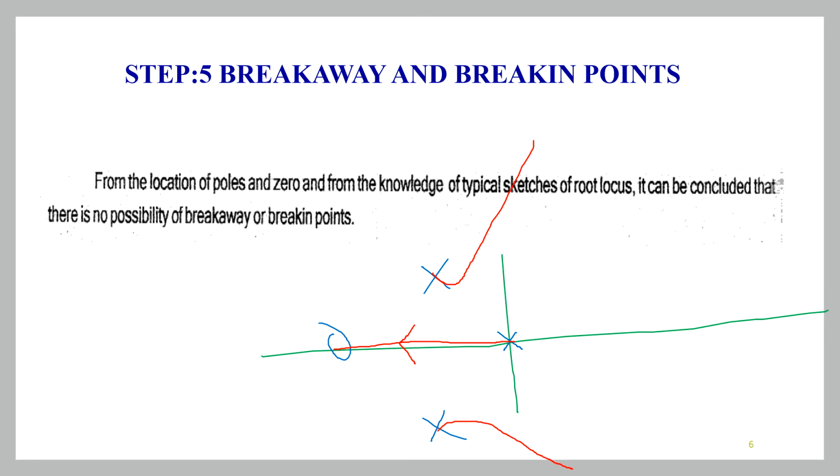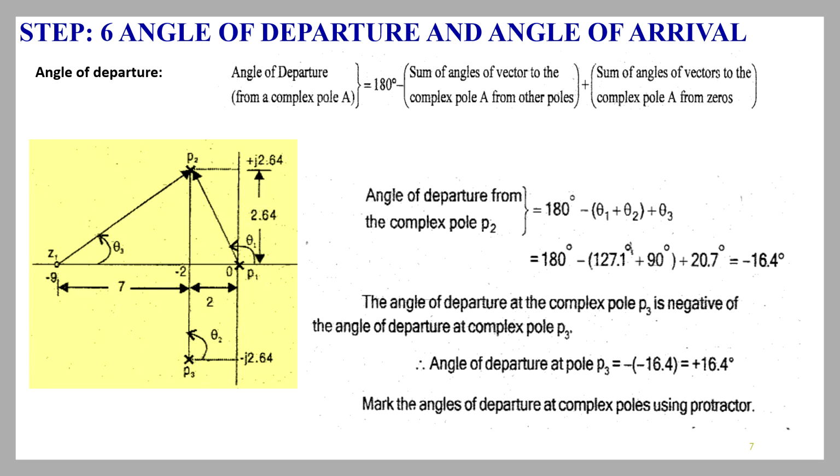So, as no branches are going to break away, it means this pole and this zero are not interested to break away from this point and approach infinity. So this is not possible. Is it right? From the concepts we had discussed, this is not possible. So this point can be skipped here. Breakaway and break-in is not applicable for the given problem.